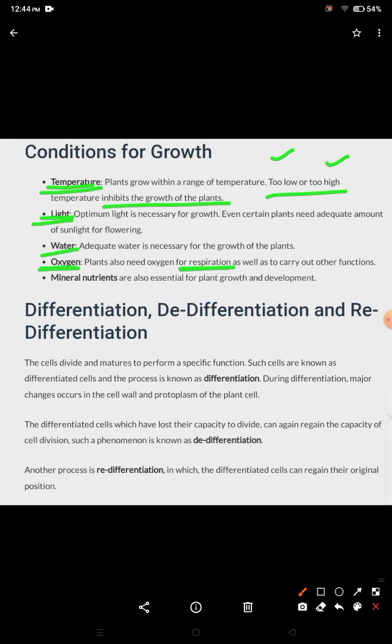Next factor is mineral nutrients. Two types of mineral nutrients are present in nature, macronutrients and micronutrients. Both types of nutrients are essential for the growth and development of the plant. Nutrients help in the synthesis of protoplasm; for protoplasm synthesis, nutrients are required. So both types of nutrients are essential for the growth and development of the plant.